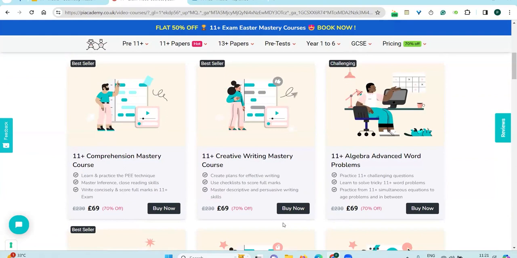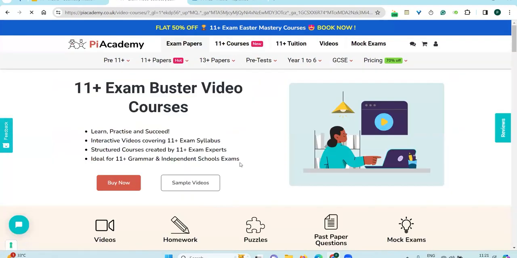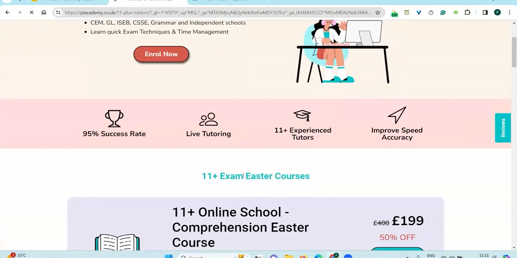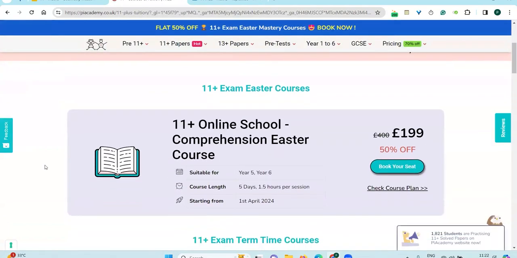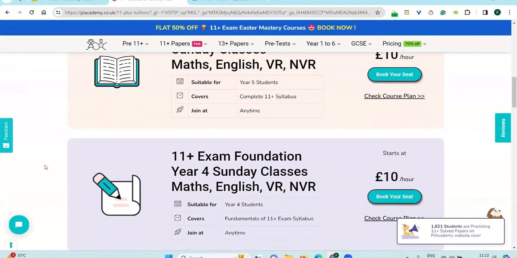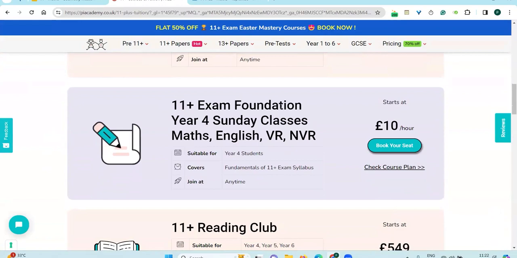So I think, yes, we have another question. Are Easter courses suitable for year 4 students as well? Easter courses are more suitable for year 5 students, students who are attempting the examination in 2024, because these are crash courses and we do expect the child to be familiar with the foundation. But if you are looking for something for a year four student, you can check out our 11 plus exam foundation year four Sunday classes.